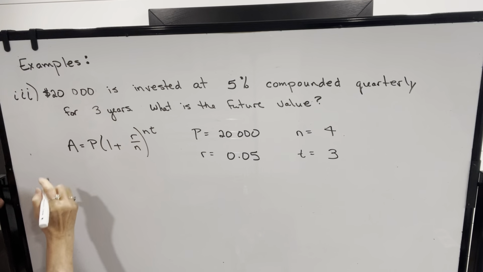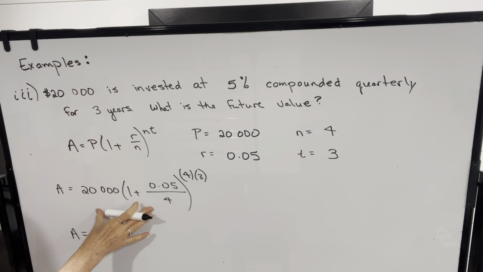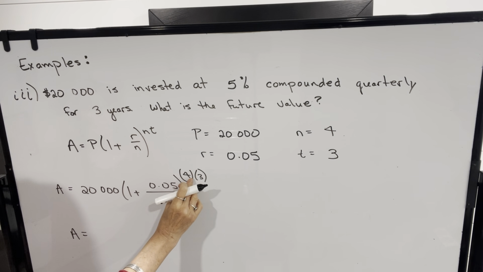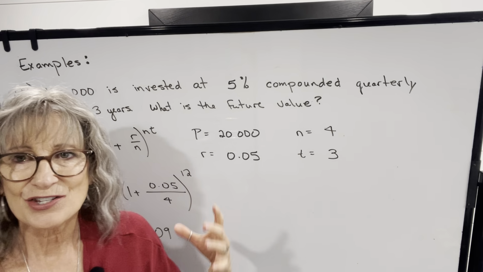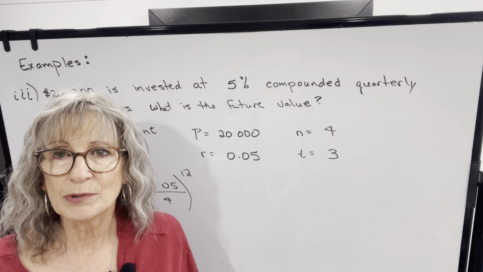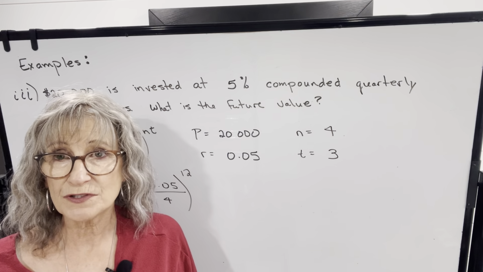Plug those values into our formula. Here's what you get. And you might want to multiply 4 times 3 first before you plug this into your calculator. So in 3 years' time, your investment's going to be equivalent to $23,215.09. So far, we've been talking about investing money, but we can use compound interest with loans as well.